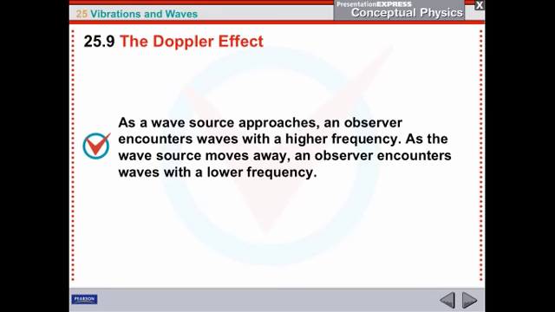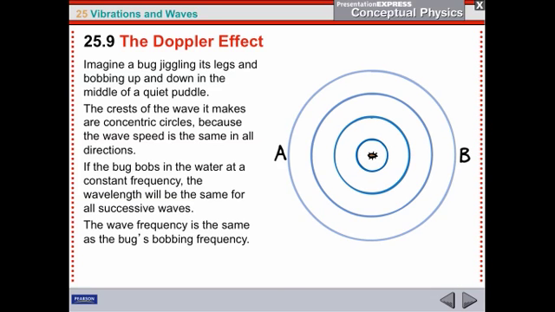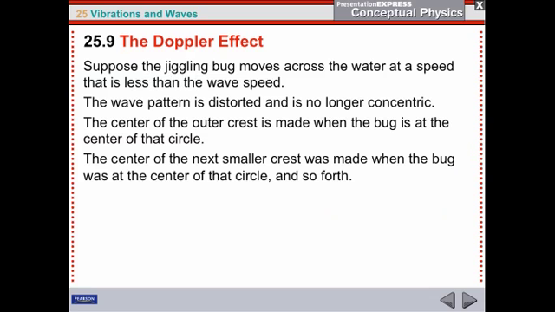All right, let's talk about the Doppler effect. We've talked about this many times, but let's get into it in more detail here. So here we've got this bug. His legs are jiggling up and down, and he's standing still. And notice how all of the rings around him are perfect circles. It's nice and beautiful. But what happens if he starts swimming across the water?